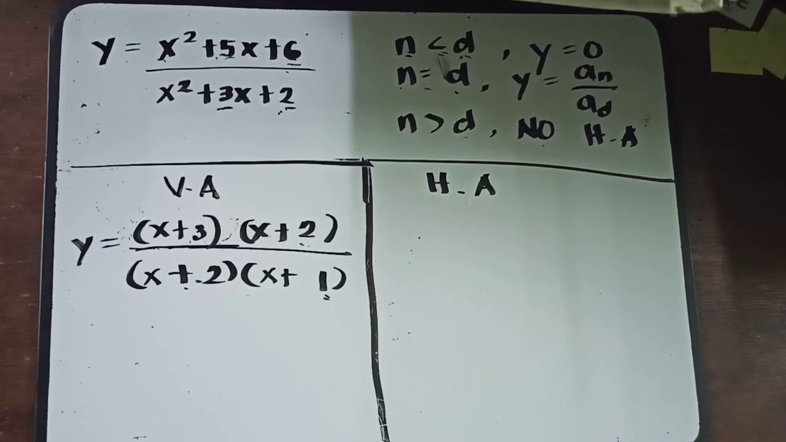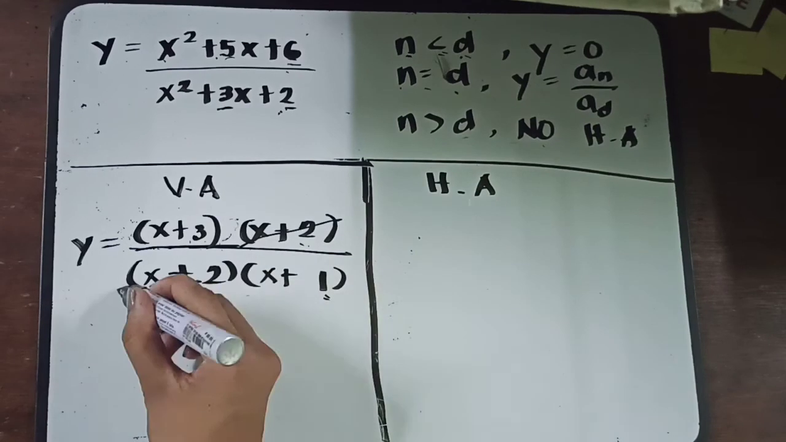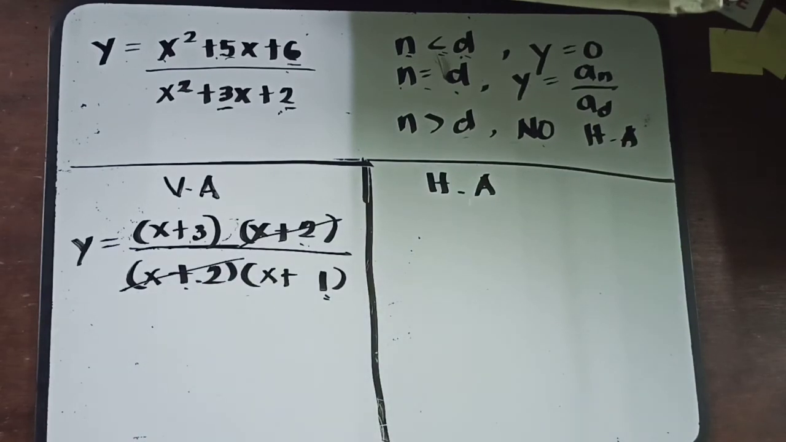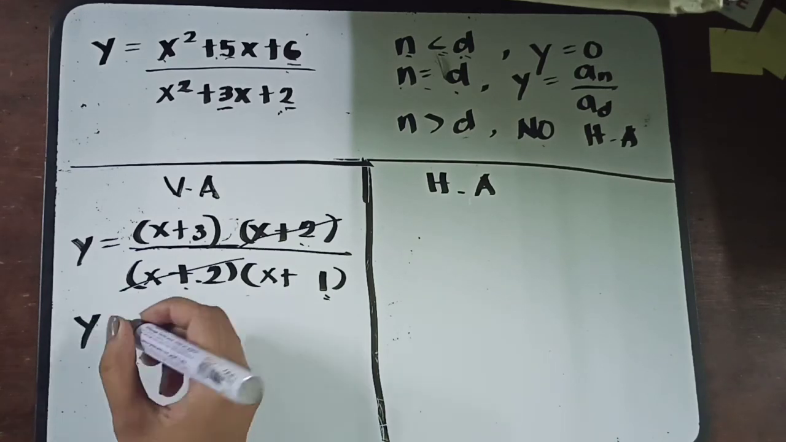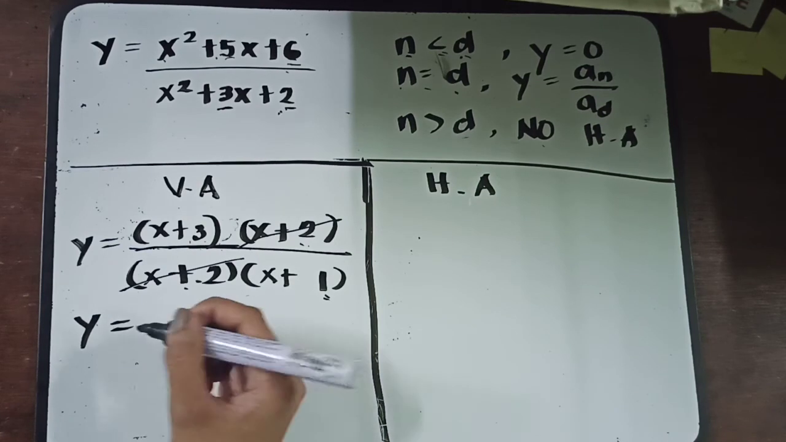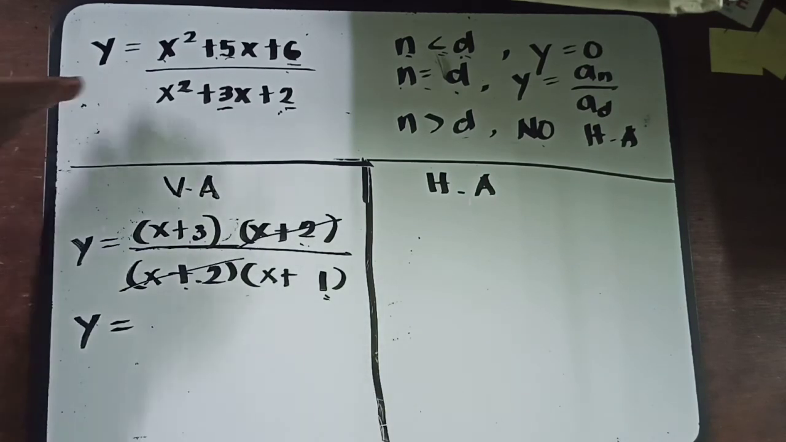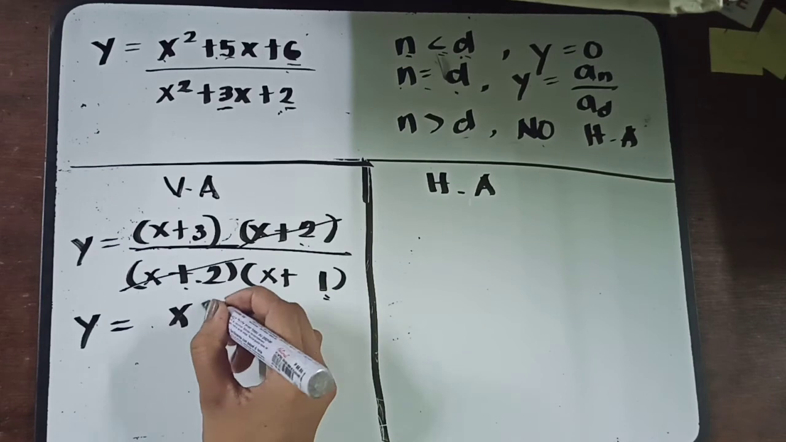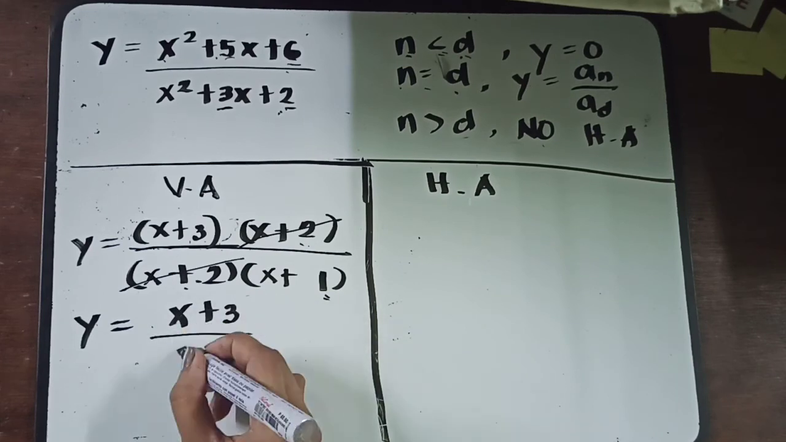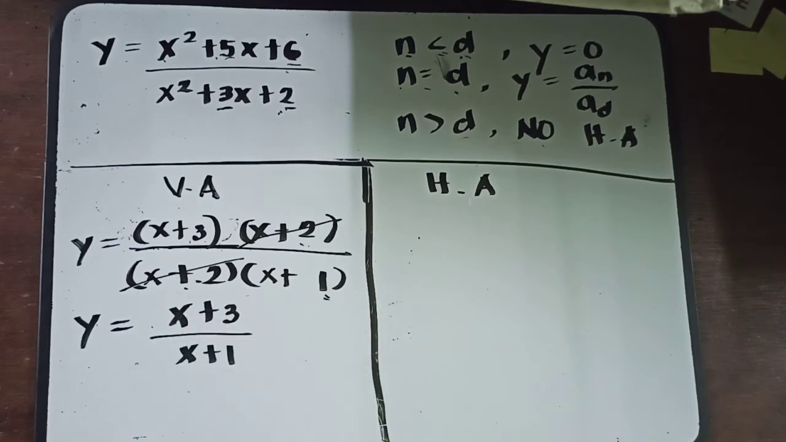So, now, pwede natin siya i-simplify. Pwede ko i-cancel si x plus 2 at si x plus 2. Okay, so dito papasok si removable discontinuity. So, once na na-cancel ko na siya, if you're going to simplify this function, this will become x plus 3 over x plus 1.